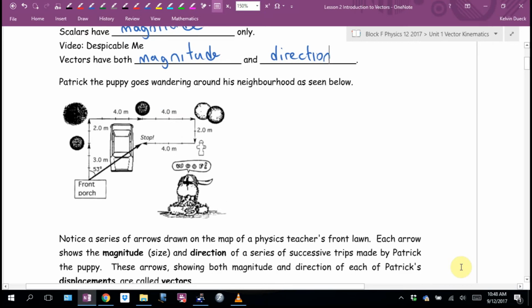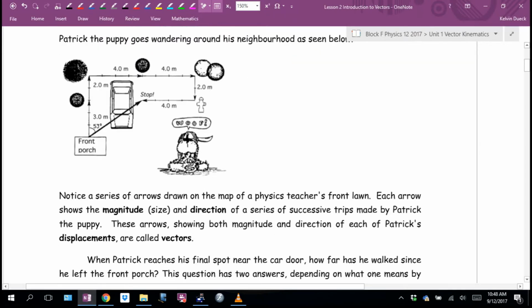So here's little Patrick the puppy. Patrick the puppy is going to go wandering around his neighborhood. It looks like he makes a bunch of short little trips. He travels 3 meters and stops, 2 meters and stops, 4 meters, 4 meters, 2 meters, 4 meters. In fact, we've represented the trips with a series of arrows drawn on the physics teacher's front lawn. And each arrow has both a magnitude, size, and a direction of these successive trips. These are displacements. We call these vectors.